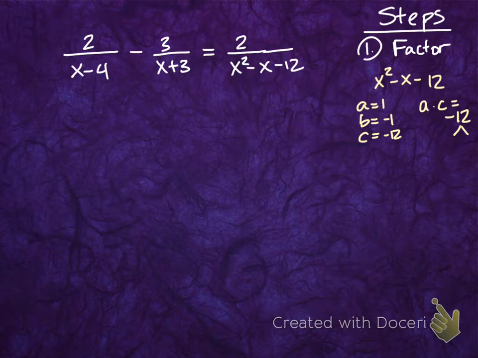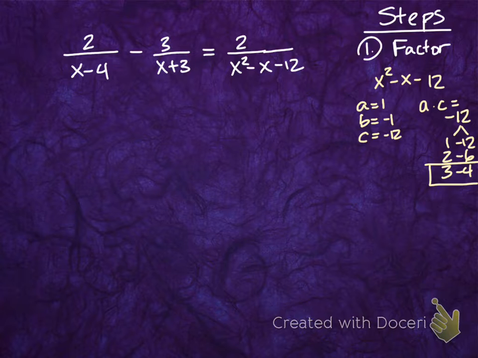So we're going to factor that. We have 1 and 12, 2 and 6, 3 and 4. Because the 12 is negative, one of the terms has to be negative, and because they're adding up to make a negative 1, we want the bigger factor to be negative. So 1 minus 12 gives us negative 11. That's not it. 2 minus 6 gives us negative 4. That's not it. 3 minus 4 gives us negative 1. That's what we want. So those are our factors.